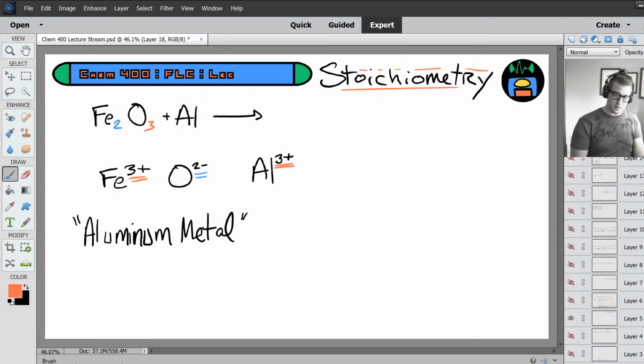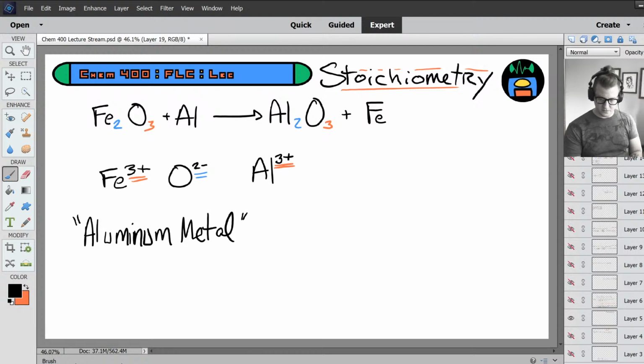So we're actually dealing with aluminum oxide, the same sort of scenario that we dealt with iron 3 oxide. Aluminum will take the anionic charge as its subscript, and oxygen will take the cationic charge as its subscript. The final product is just iron metal, so we write Fe by itself.